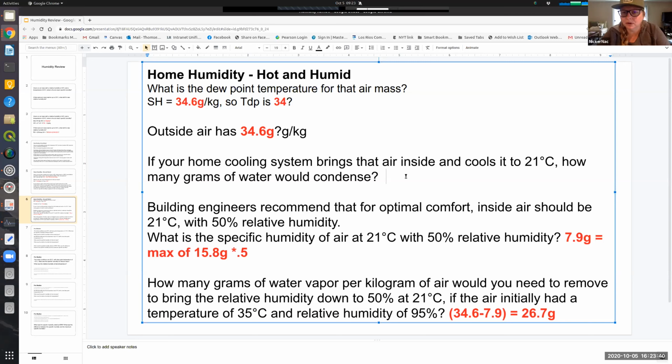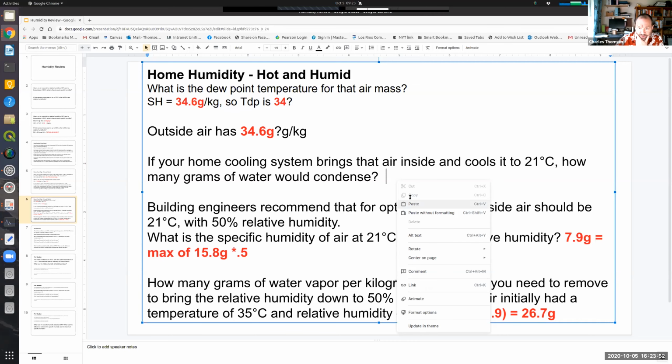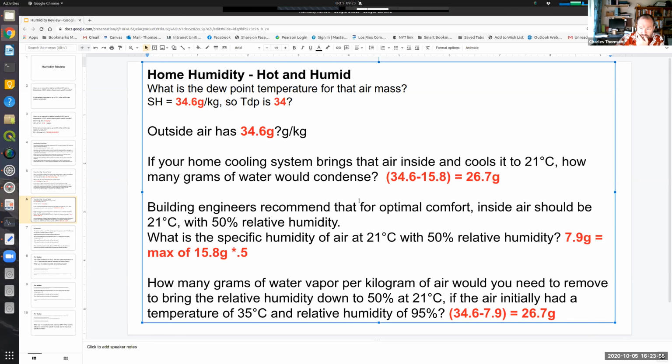So at 21, it is 15.8. Right. Okay. And then 34.6 minus 15.8, calculator, 18.8, yeah.